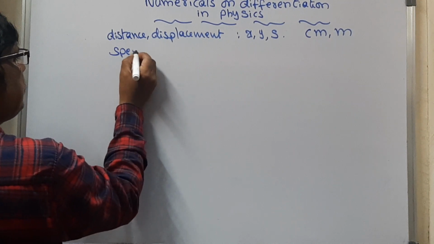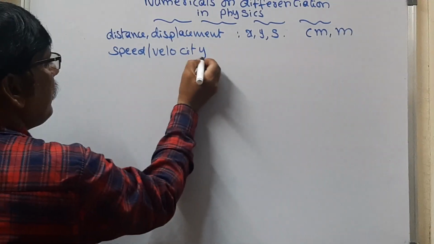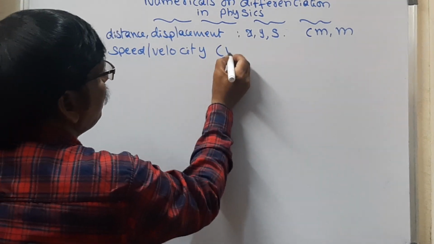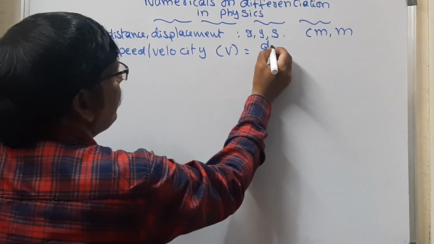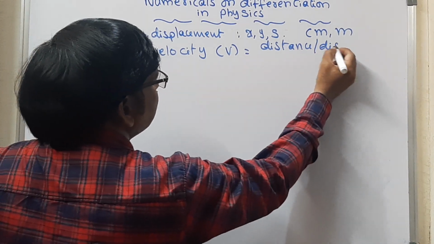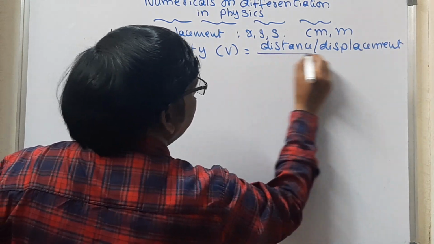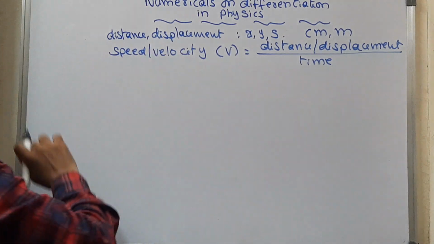The next one is either speed or velocity. How will we calculate this speed or velocity? With the letter v. And what is the formula? Velocity is distance or displacement divided by time. That is what we take for velocity.